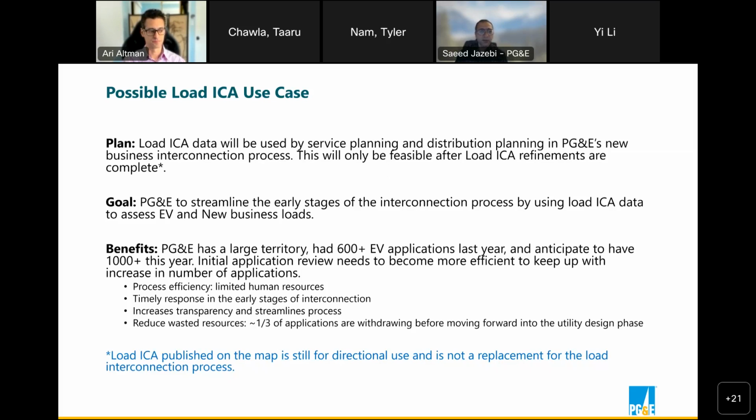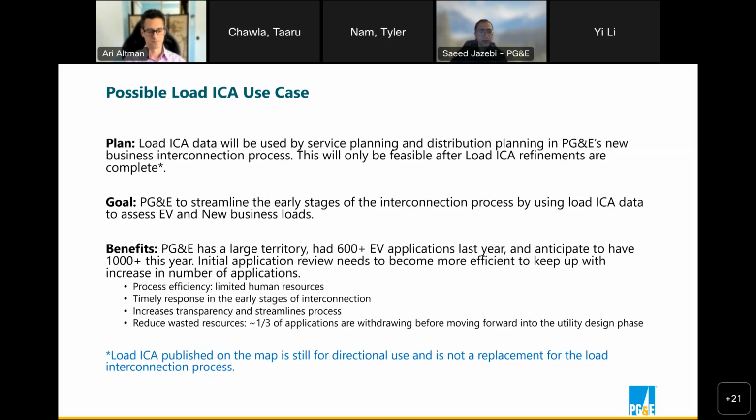I want to emphasize here that we are looking to use ICA to improve the load interconnection process for our customers. We are not specifically targeting DER developers. Instead, we are focusing on improving the process for all customers, which may or may not be DER developers.